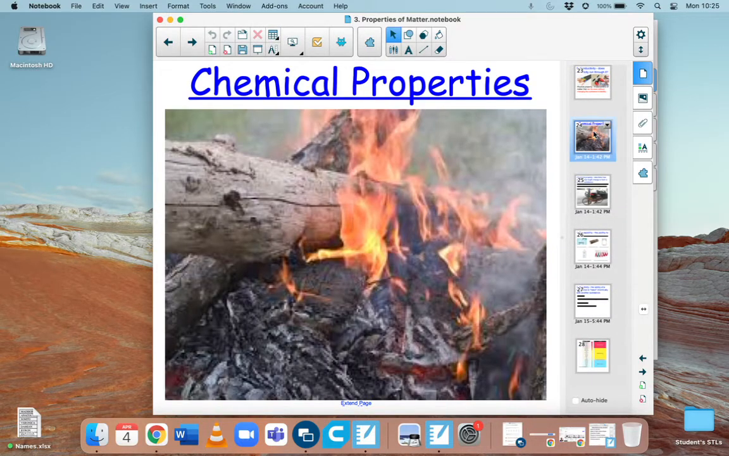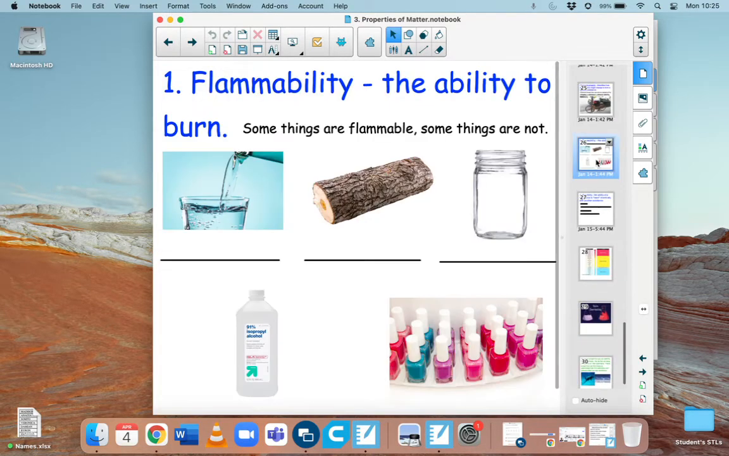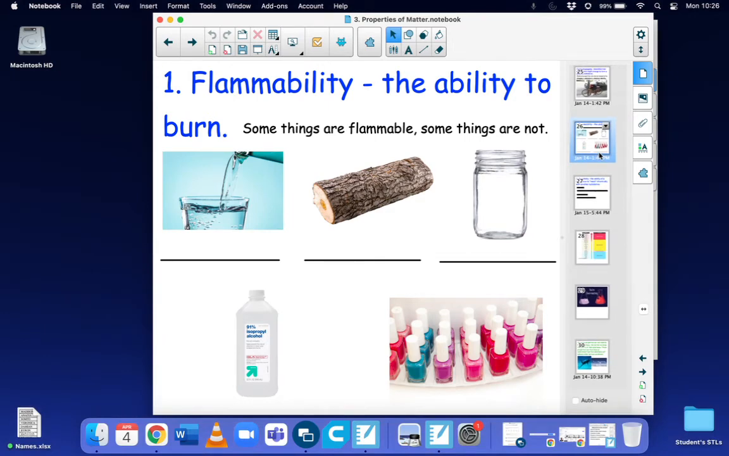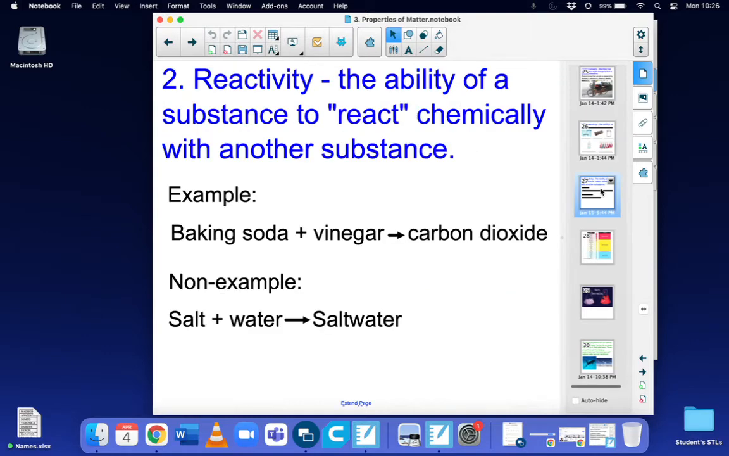For chemical properties of matter, you do need to change the identity of the substance to describe its chemical properties. For example, one of the chemical properties of matter is flammability. Some things burn and some things don't. And if we take a dry piece of wood and we burn it, well, once it's done burning, it's no longer going to be wood. The molecules are going to be totally changed to ashes and smoke. And so that's why it's considered a chemical property of matter, because we had to change its identity to figure out that, yes, it was flammable.